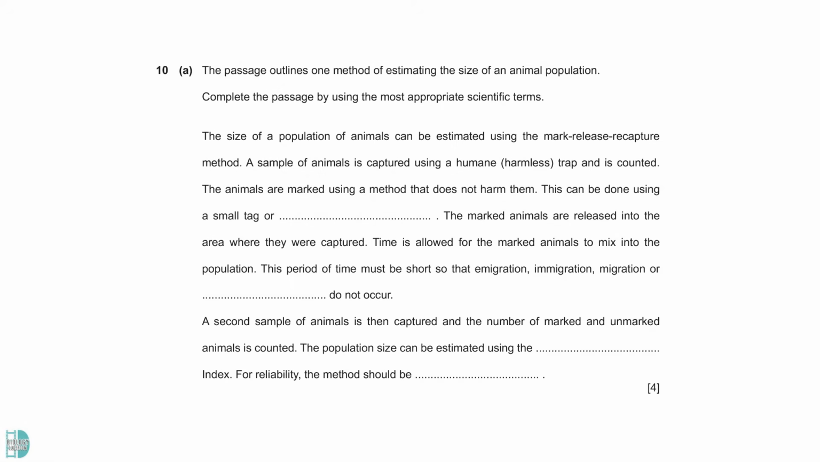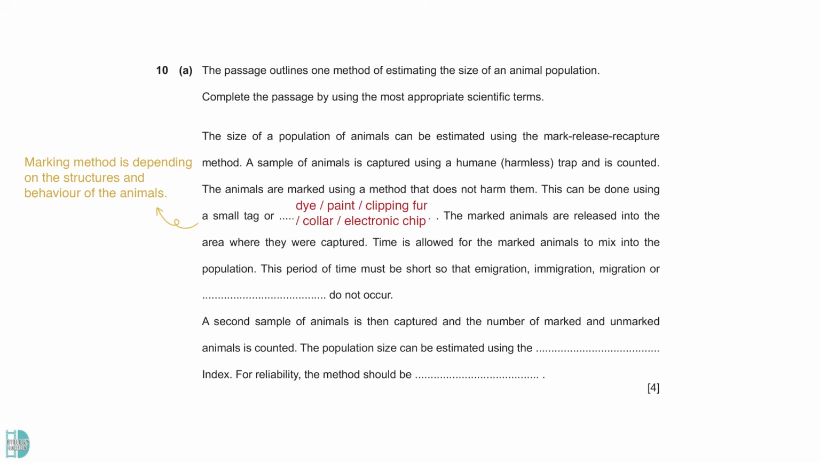In 10a, we have a passage about the mark release recapture method. After the animals are trapped, they can be marked by various methods such as waterproof dye, clipping fur, a collar, or electronic chips. The marking method depends on the structures and behavior of the animals. The period between the first and second captures must not be too long, as we do not want the population size to change during this time.